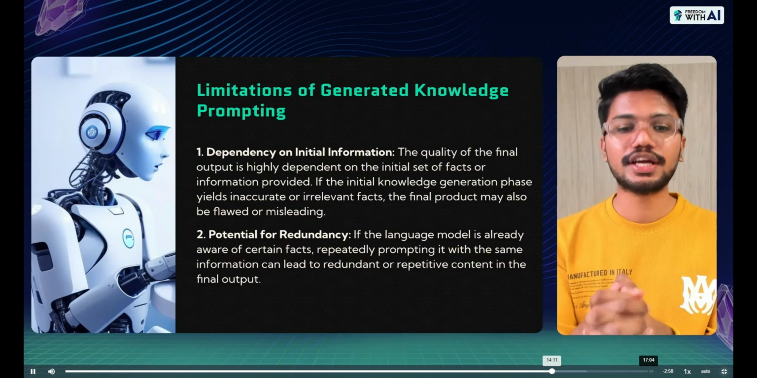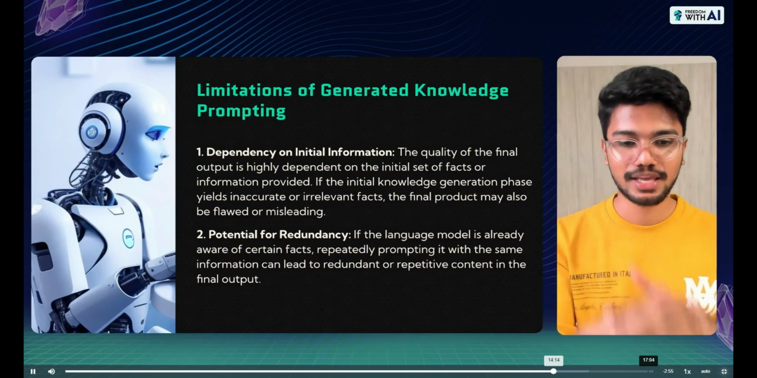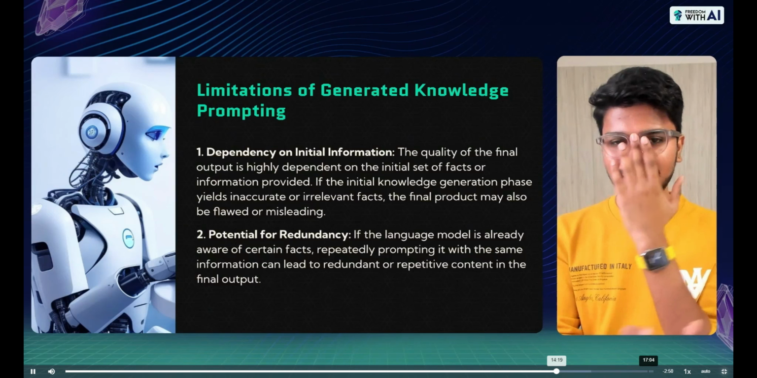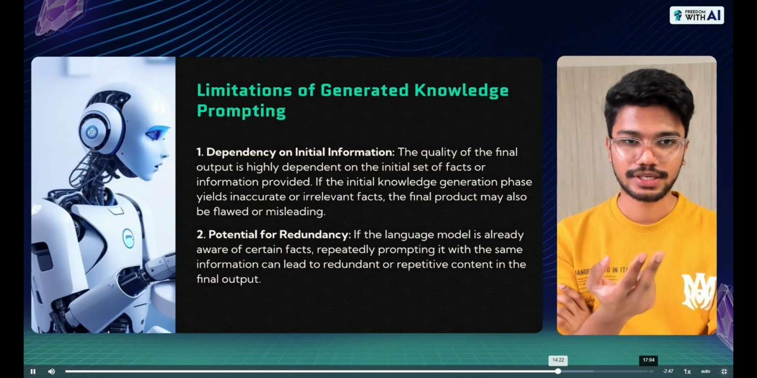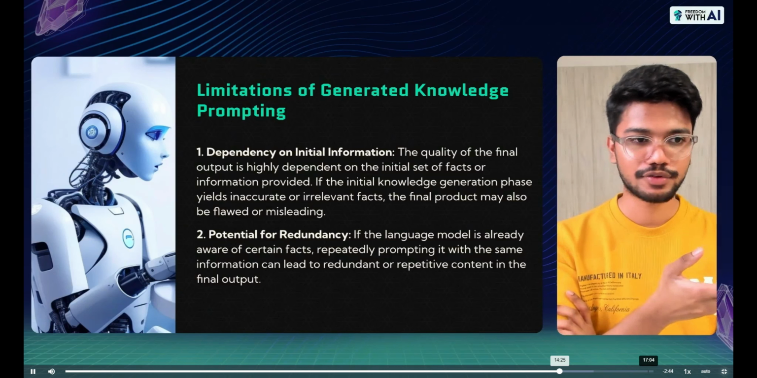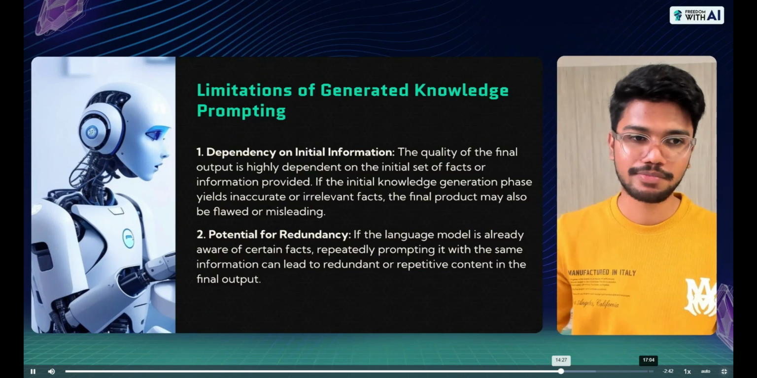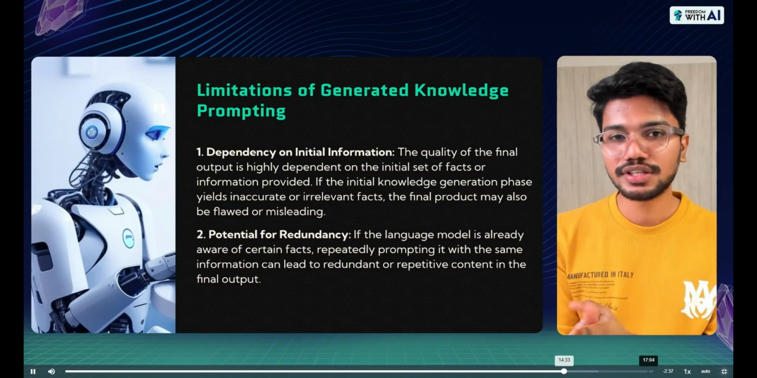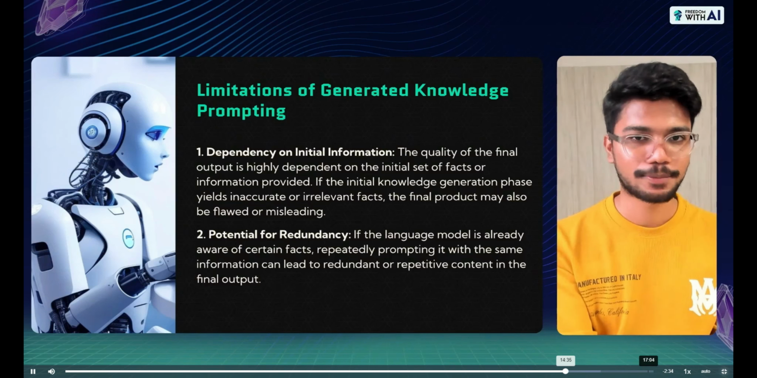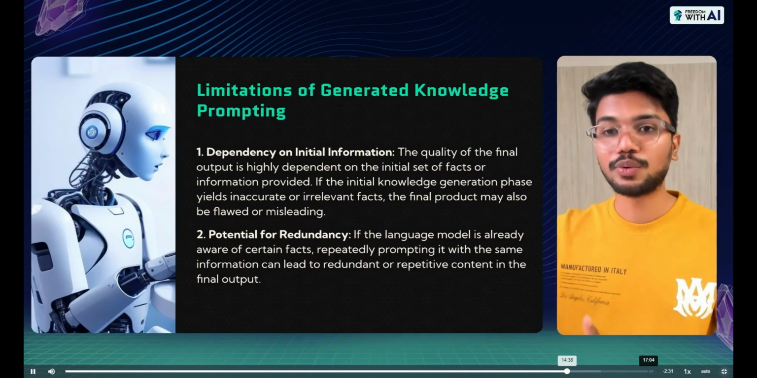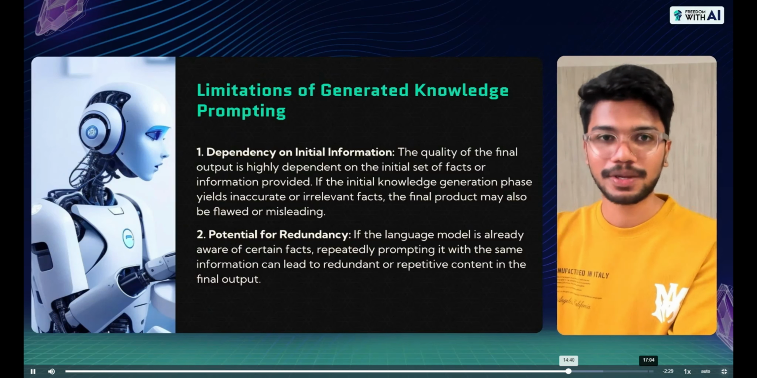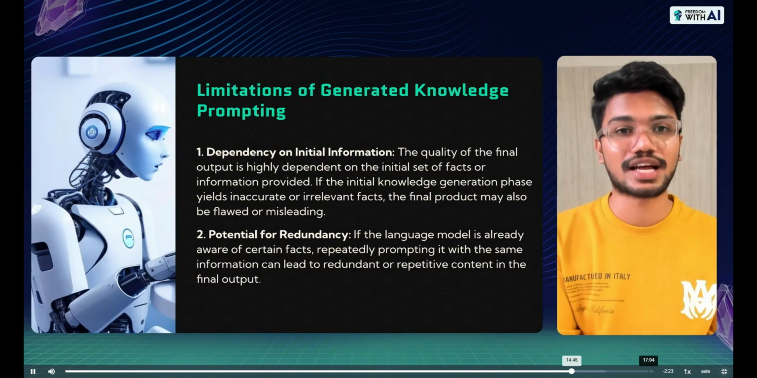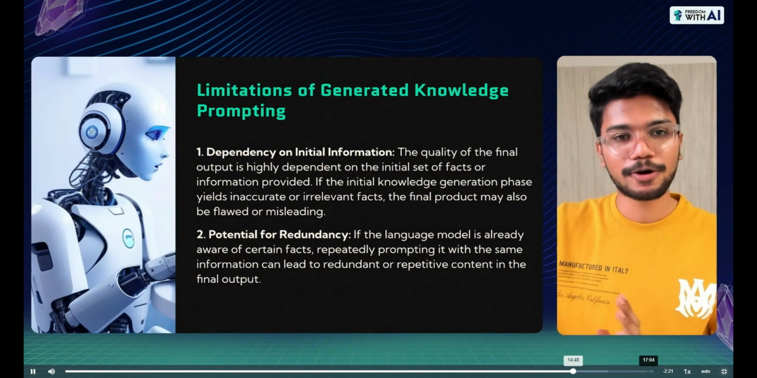Potential for redundancy. If the language model is already aware of certain facts, repeatedly prompting it with the same information can lead to a redundant or repetitive final output. You have two options, right? You could just use the mega prompt, where we already gave you the format with the whole mega prompt library, or use this generated knowledge prompting. Whenever you think the mega prompt is more than enough, use the mega prompt only. Because this is an advanced prompting technique, using an advanced prompting technique for basic tasks will actually give you worse answers. Sometimes using the basic prompts is better.